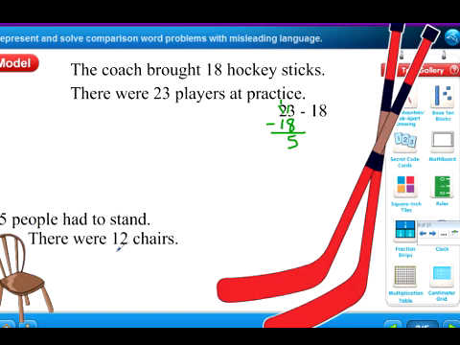You're going to subtract them? 15 minus 12? Let's try it. 15 minus 12 equals 3, there were 3 people at the meeting? That's not right. What do I need to do? Which operation do I need to use instead of subtract?